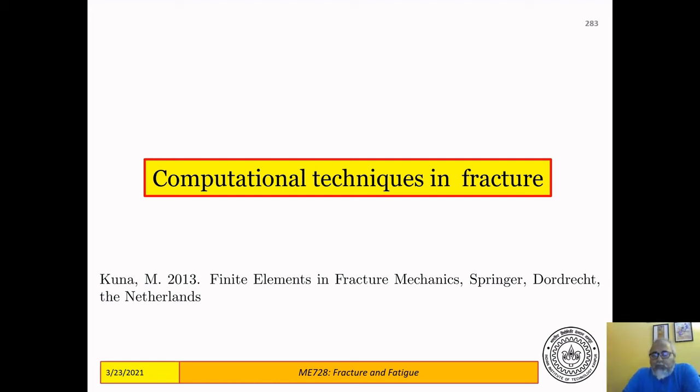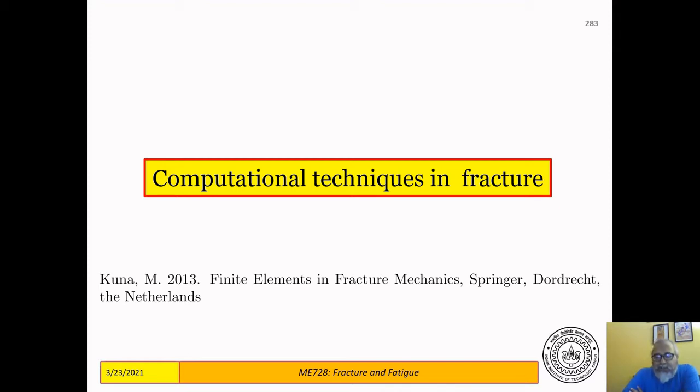A couple of weeks ago, we looked at the quarter point element, the special finite elements designed to calculate the stress intensity factor at the tip of a sharp crack in a linear elastic material. Now that we have learned about energy methods in fracture, we're going to look at three more techniques which depend on the concept of G or the concept of J.